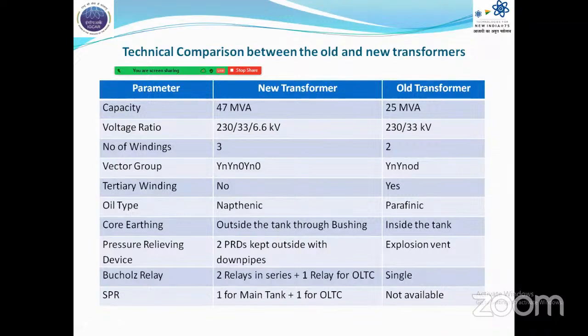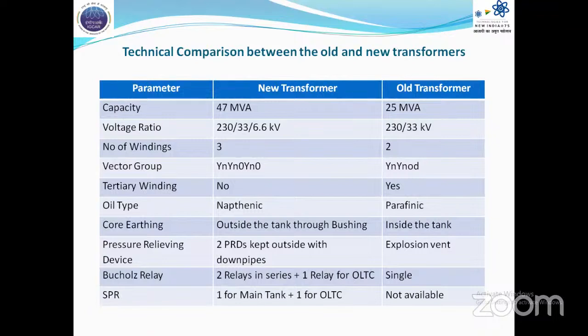Now, compared to the old transformer, in this new transformer, certain modifications and additional features are adopted in line with the latest technology and new requirements. The first one is that capacity is increased. That is, 25 MVA is increased to 47 MVA. The voltage ratio, the old one was 230 kV by 33 kV. Now it is 230 kV by 33 kV by 6.6 kV. The two-winding transformer is now a three-winding transformer.